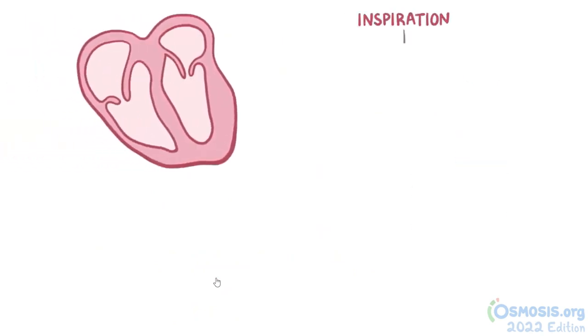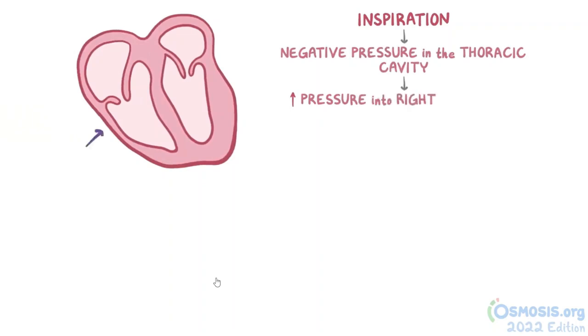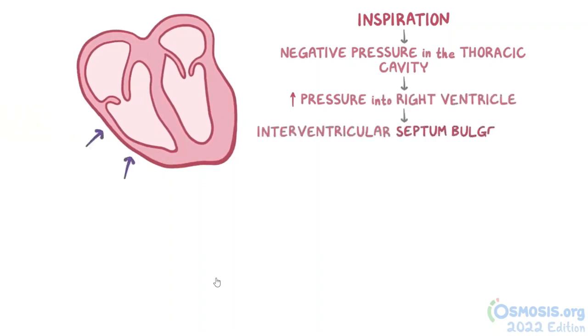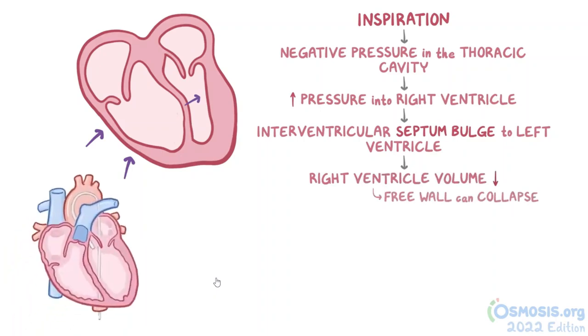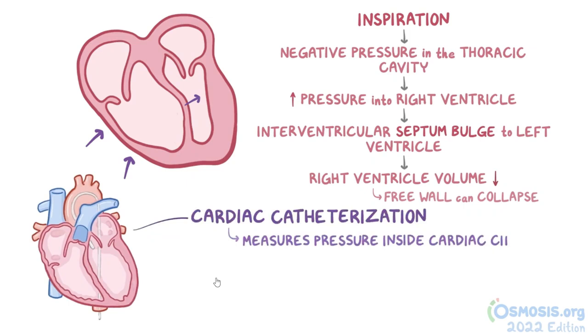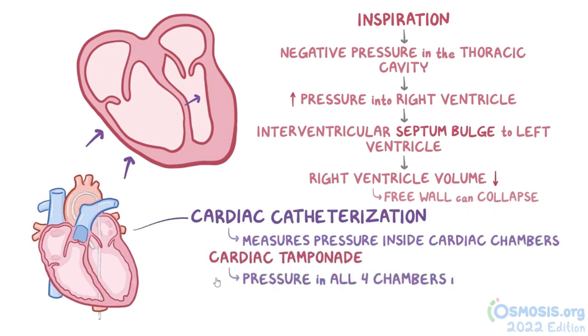During inspiration, the negative pressure in the thoracic cavity leads to increased pressure into the right ventricle, which causes the interventricular septum to bulge toward the left ventricle, leading to decreased filling of the left ventricle. At the same time, the right ventricle volume is markedly diminished and sometimes its free wall can collapse. Finally, cardiac catheterization measures the pressure inside the cardiac chambers, and in the case of tamponade, the pressure in all four chambers is equal.